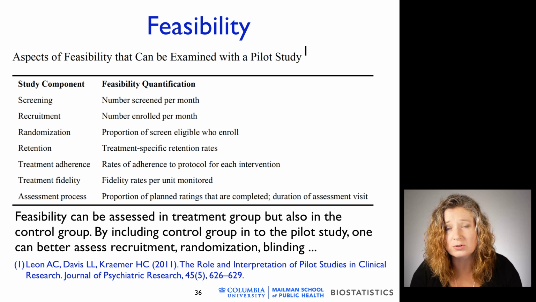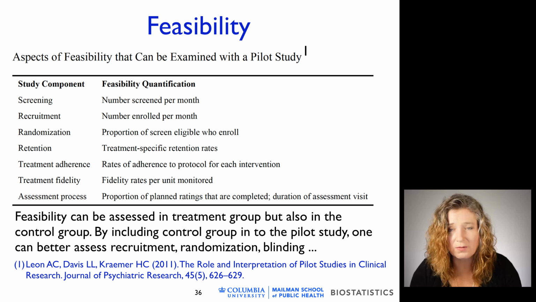It is important to have treatment and control group in the pilot study because we can better assess recruitment, randomization, blinding. That is very important. Is the blinding in effect? Maybe in our pilot study, we should keep asking subjects to guess whether they are on treatment or placebo and analyze whether the guesses are still random or whether the subjects mostly guess right. Because if the subjects can mostly guess right what they are on, our blinding is not in effect.